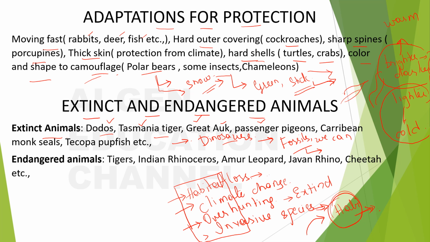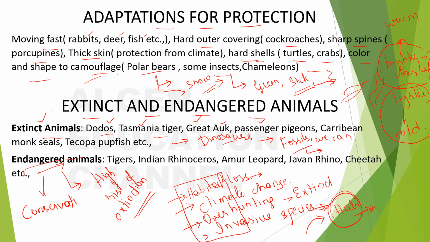Now extinct animals are extinct, and we can't do anything for that, right? So what we can do now is that we can do something for endangered animals. First of all, what are endangered animals? They are the animals that have a high risk of extinction. So what should you do for that? You should make some conservation efforts so that the number of these animals will increase and they can comfortably stay.